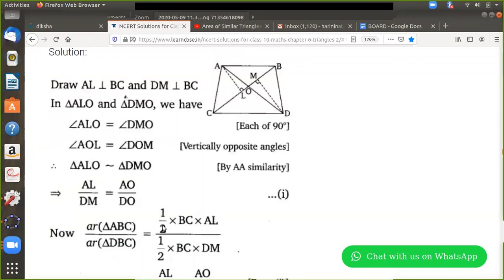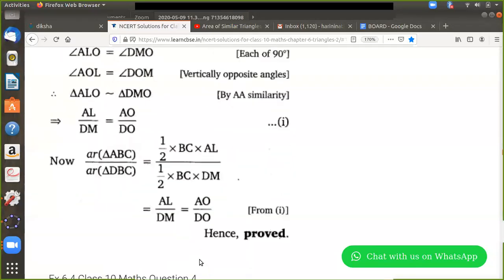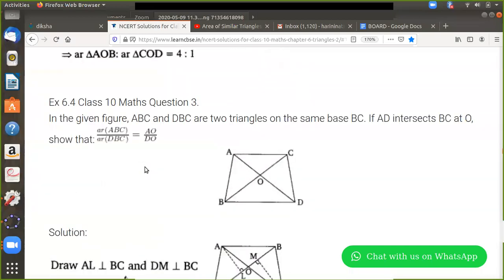Area of triangle ABC, half into base into height. Area of triangle DBC, half into base into height. What happened? Half BC, half BC will get knocked out. What you will have? You will have AL by DM. But already AL by DM is AO by DO. So I got what I want. I wanted this, no? Area of triangle ABC by area of triangle DBC is AO by DO.